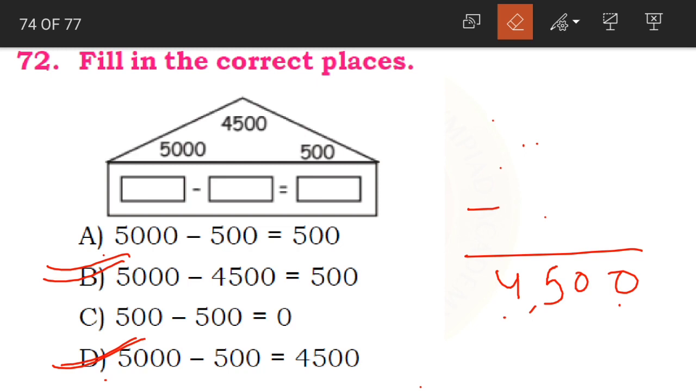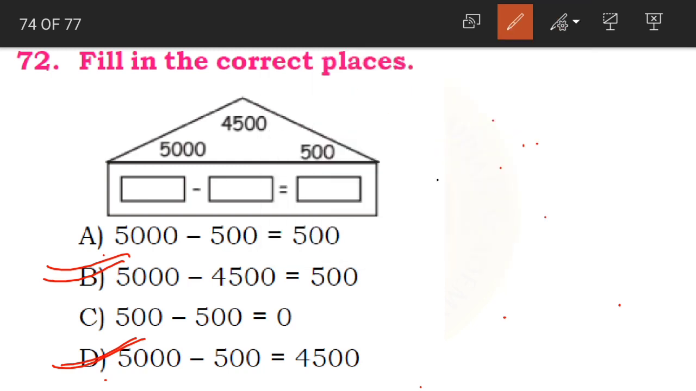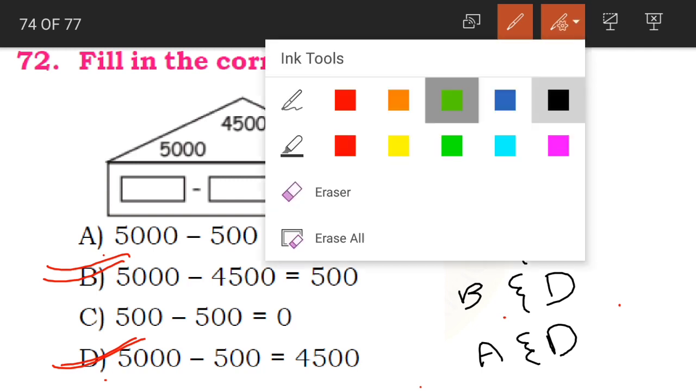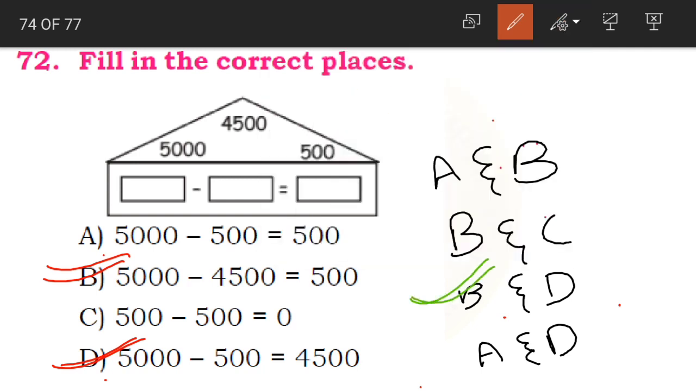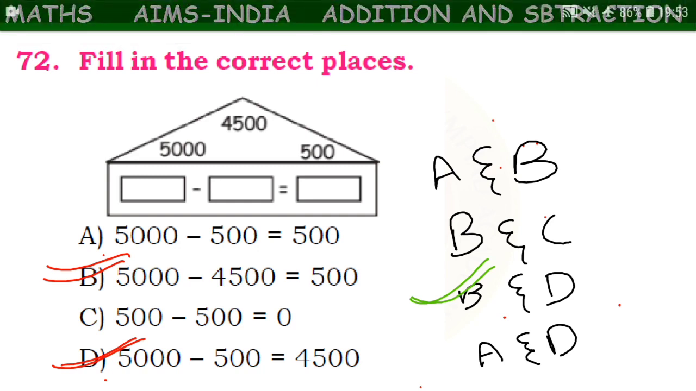In such cases, in the exam they will give you options like A and B are correct, or B and C are correct, B and D are correct, or A and D are correct. Now which is the correct option here, children? This one, right? B and D are correct options here. Yes, so this is how you solve this kind of question.